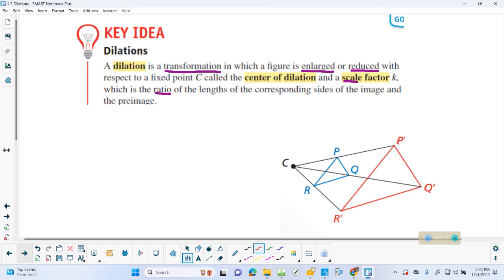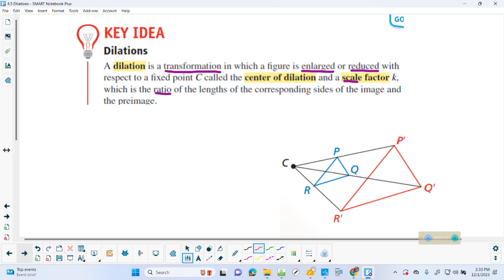So a dilation is a transformation in which a figure is enlarged or reduced. We talked about that. With respect to a fixed point C called the center of dilation and a scale factor K. Now we're going to talk about this scale factor K here in a minute, of course, which is the ratio of the lengths of the corresponding sides of the image and the pre-image. So meaning, if your scale factor, let's say, is 4, you just times all the coordinates by 4 and your picture will be 4 times the size. That's what we're going to be working on today.